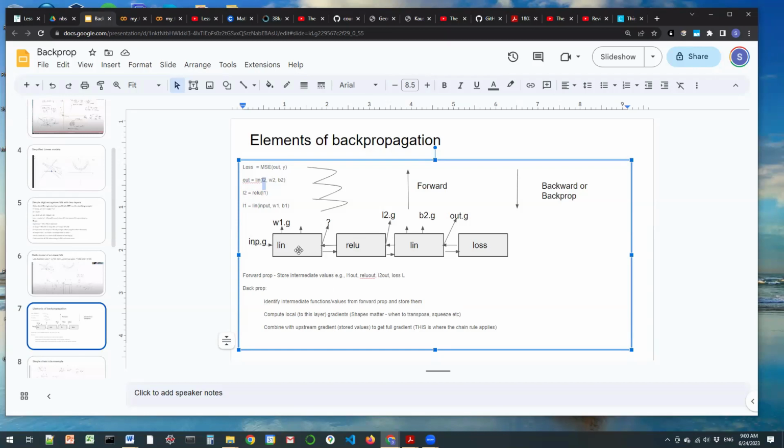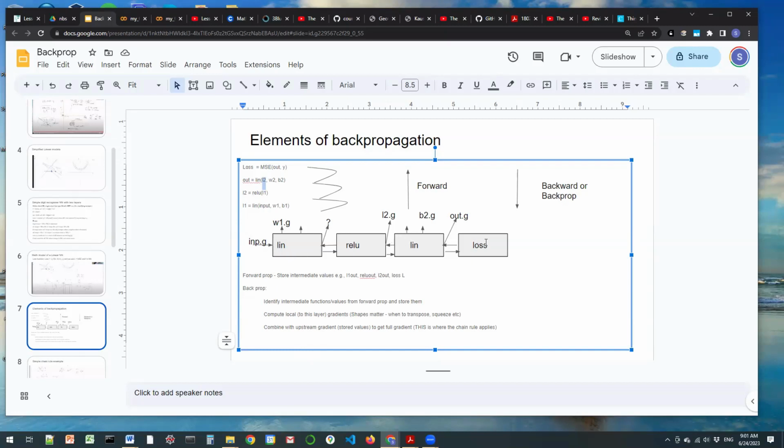By a similar argument, what's the output of the linear block here? It's A1. So what's the gradient that will be coming into it, or the upstream gradient? It will be L1.g. That L1.g should multiply the internal gradient that we're computing here. That will then be used to determine B1.g, W1.g, and input.g.